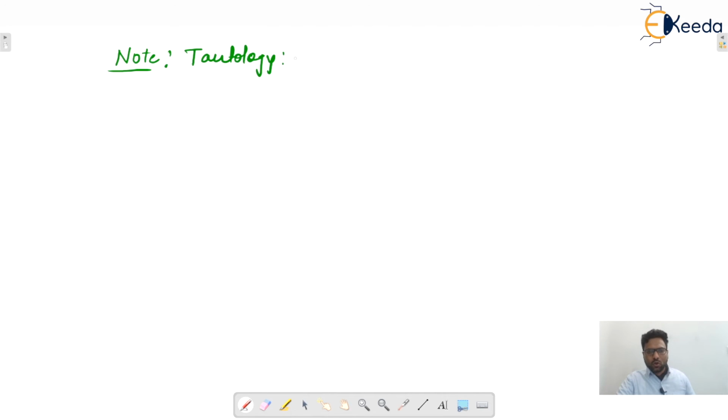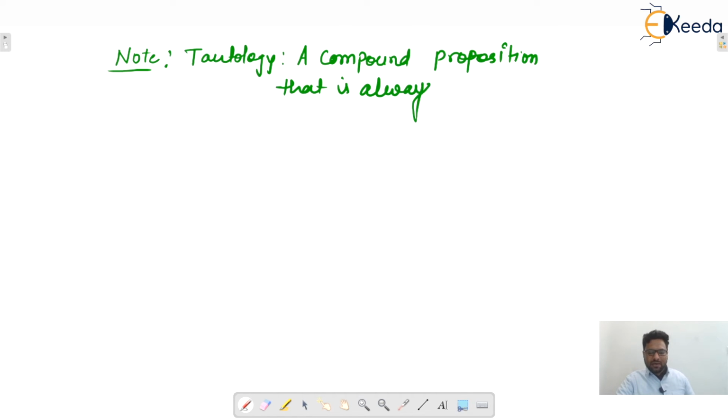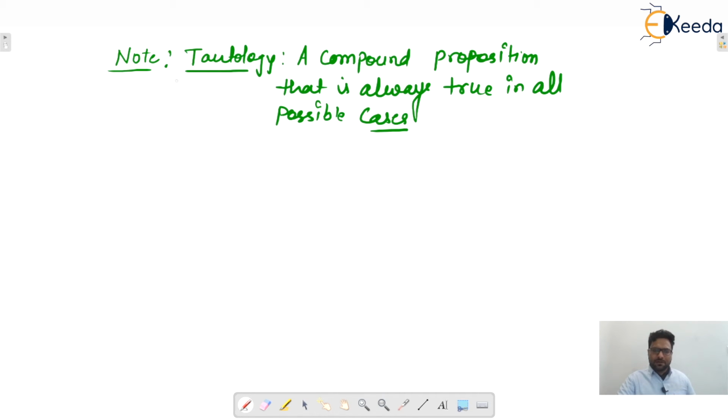Yes, we can say that tautology means a compound proposition that is always true in all possible cases, isn't it? That is important as well, because tautology, contradictions, these terms you can see various times in GATE questions; they will appear frequently. So this one is important but simple.